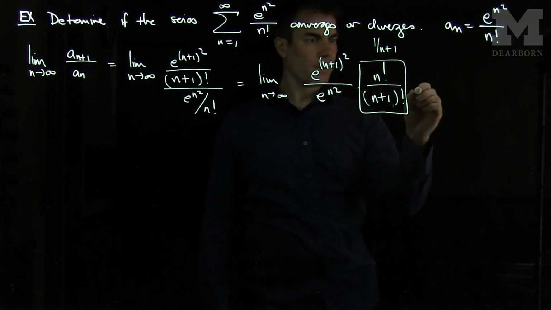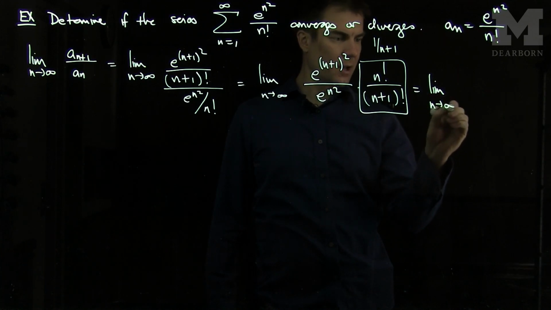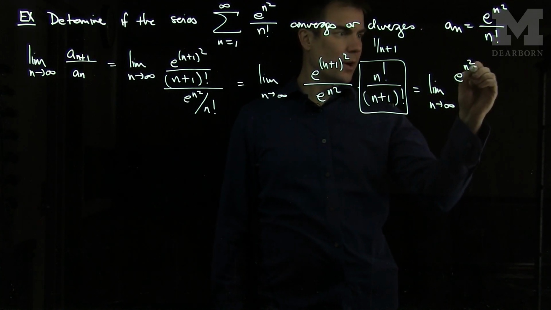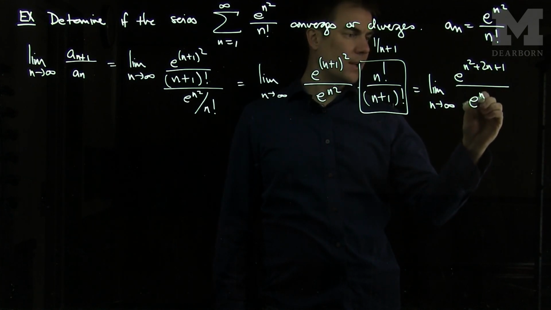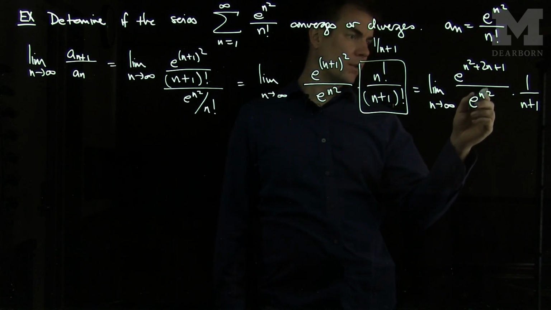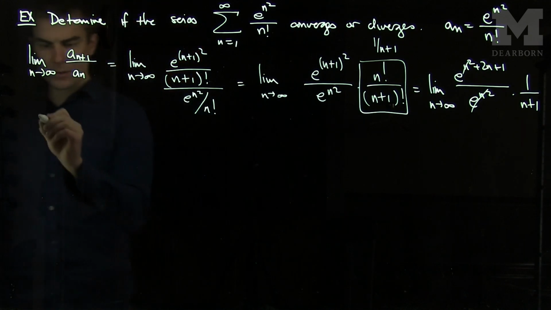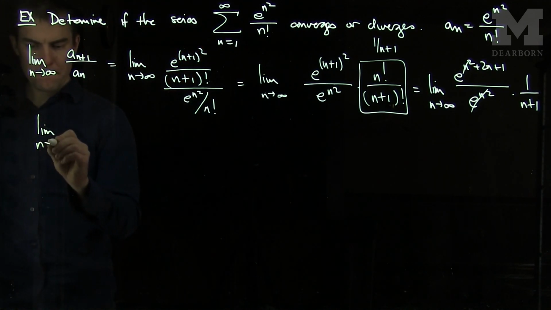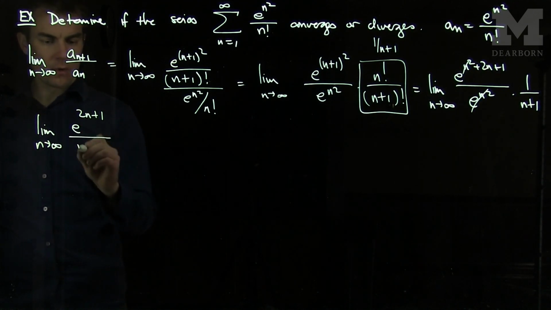And of course we can expand out this exponential term. This is the limit as n tends to infinity of e to the n squared plus 2n plus 1 over e to the n squared times 1 over n plus 1. Now the e to the n squared over here will cancel with this e to the n squared. And so we'll have the limit as n tends to infinity of e to the 2n plus 1 over n plus 1 squared.